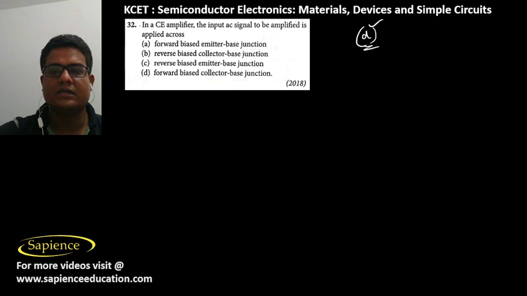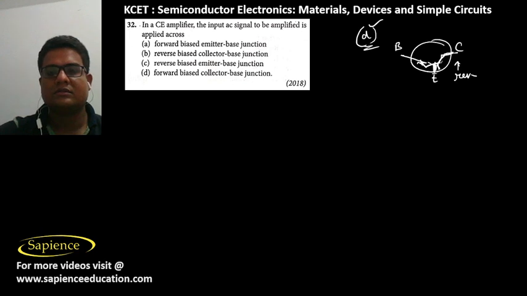Why? In a CE amplifier, this is base, emitter, collector. The output signal is taken across the collector and the emitter, which is reverse biased, and the base emitter is forward biased, where the input signal is being applied.